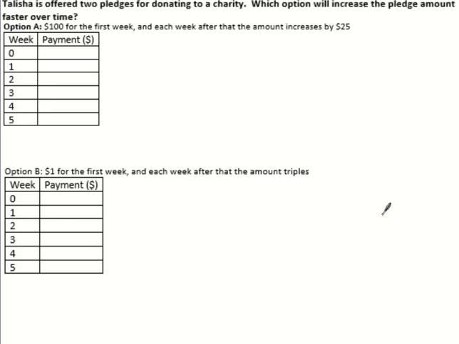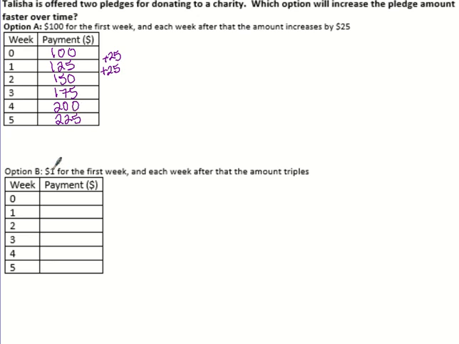All right. So it says Talisha is offered 2 pledges for donating to a charity. Which option will increase the pledge amount faster over time? So option A is that in the first week we get $100. Okay, so that's going to be considered our initial amount. After that, each week the amount is going to increase by 25. So what we're going to do is take this and add 25, and so we'll get 125 here. And then we'll add 25. It's just increasing by 25. Okay, so 150, 175, 200, 225. Okay, so all I'm doing is adding 25 each time.